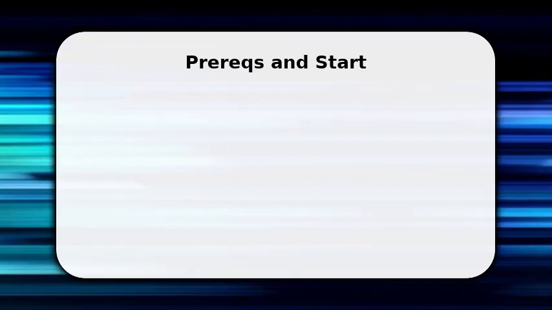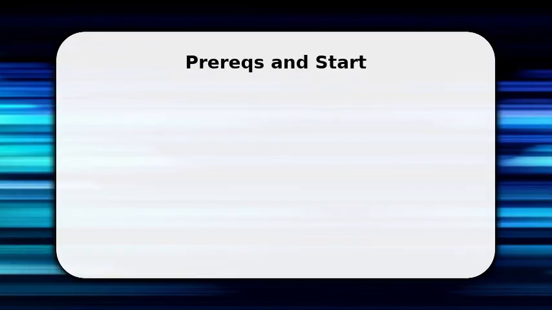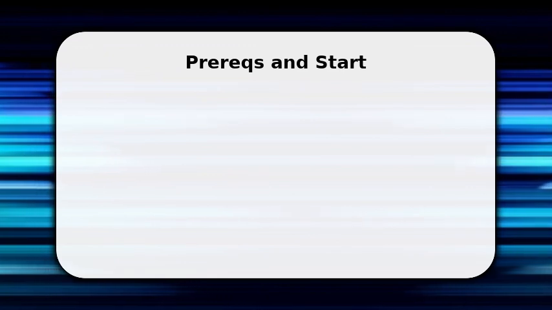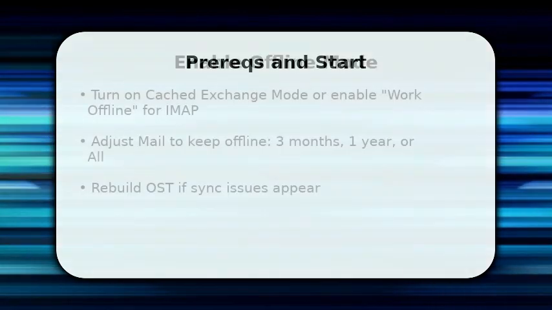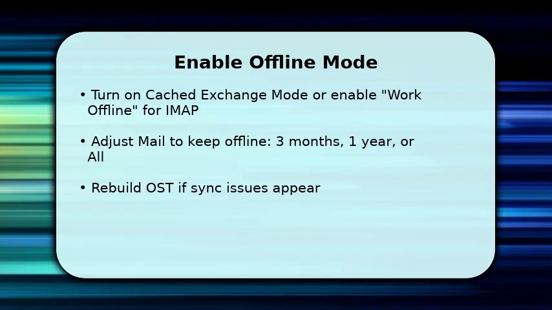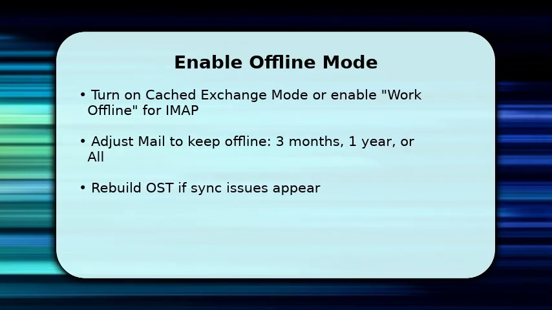This first step prepares the profile for offline caching and saves you time, since enabling offline mode modifies local data files and sync behavior immediately. Next, enable offline operation. Select your account in Account Settings and turn on Cached Exchange Mode for Exchange/365 accounts. For IMAP, enable the Download/Sync settings and choose folders to keep offline.